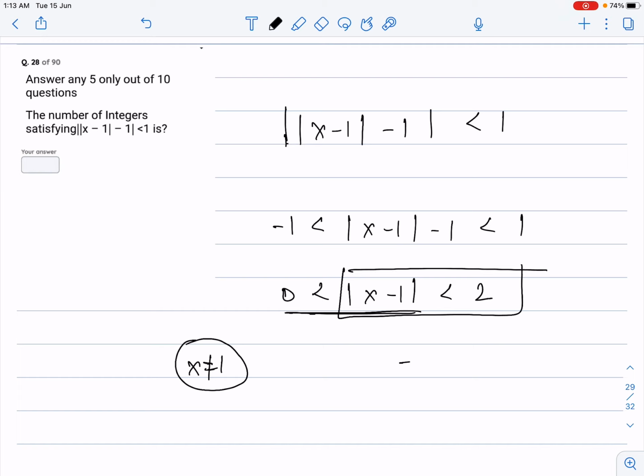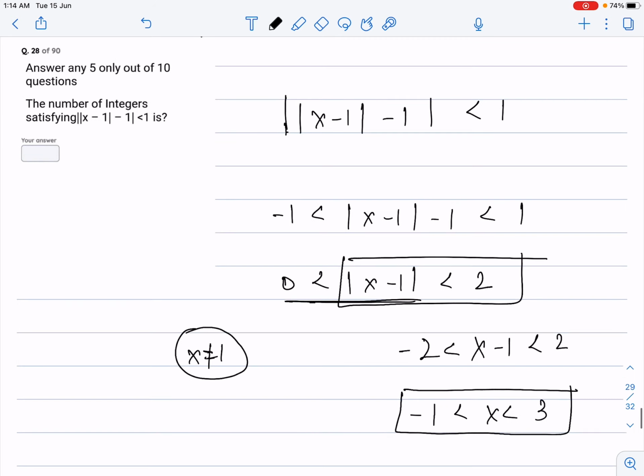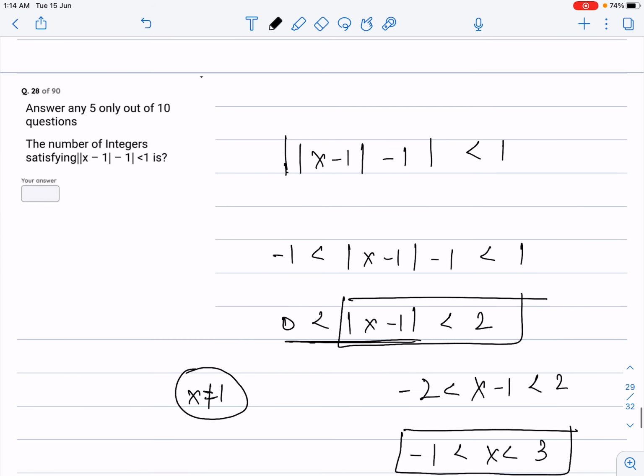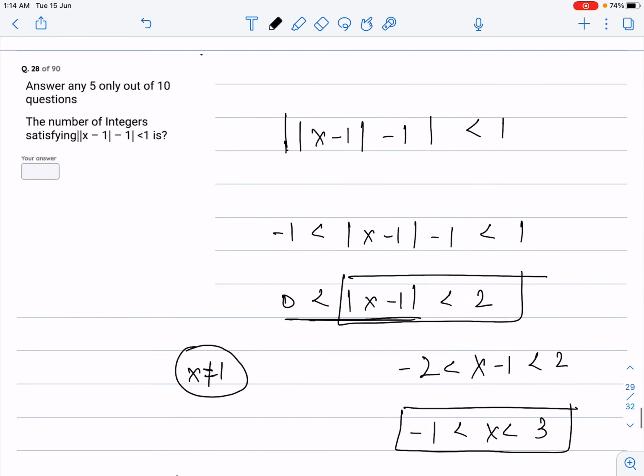Then we have this is less than 2. That means minus 2 is less than x minus 1 is less than 2. So add 1 throughout. So minus 1 is less than x less than 3. That means x belongs to minus 1 to 3. Now they are asking the number of integers satisfying this inequation. So what are we going to do? We will mark minus 1 over here and 3 over here. X can be equal to 1 or it cannot? X cannot be equal to 1.